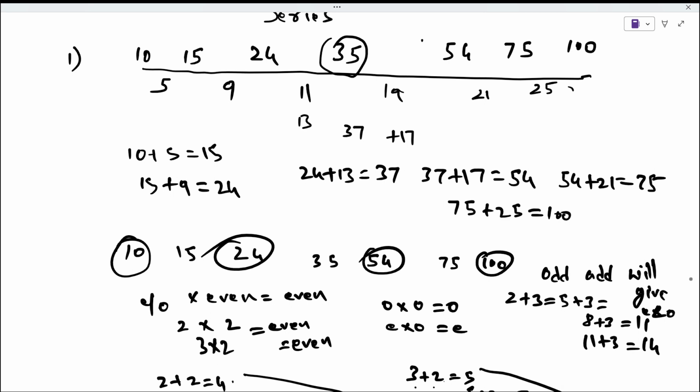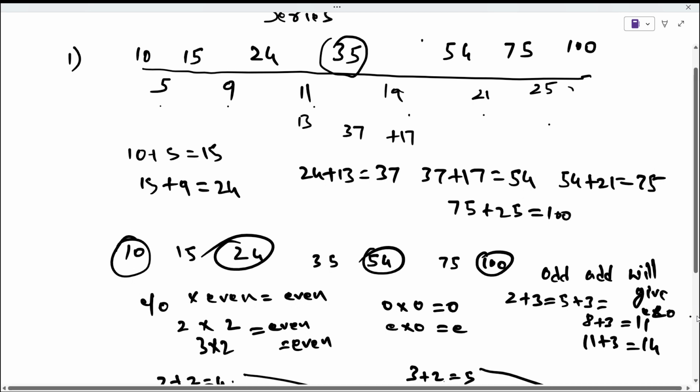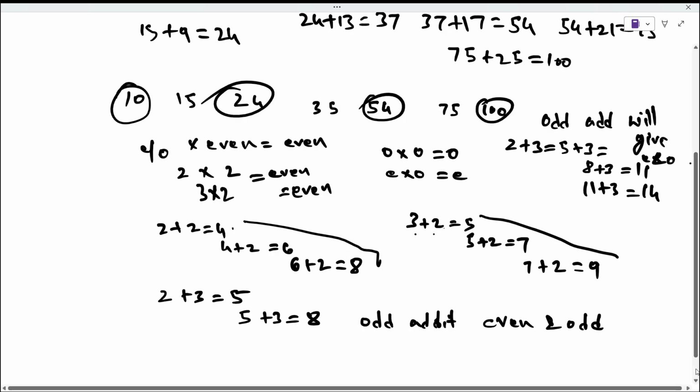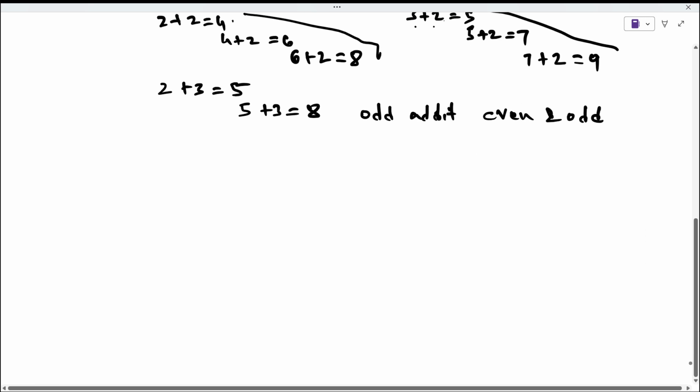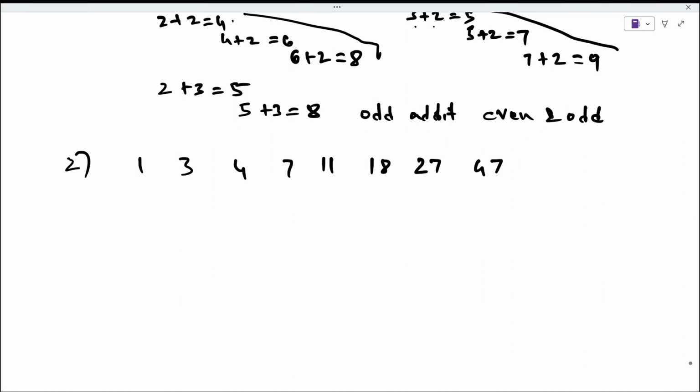So then we have to look at how fast the series is growing. The series is not growing very fast. The growth of the series is normal only. This number is not 2 times or 10 times or 15 times, etc. So these are a few checks that we have to see while understanding a series. Let's look at more examples, then you will understand. Let's look at a second problem. 1, 3, 4, 7, 11, 18, 27, 47. We have to understand what exactly is the mistake here.